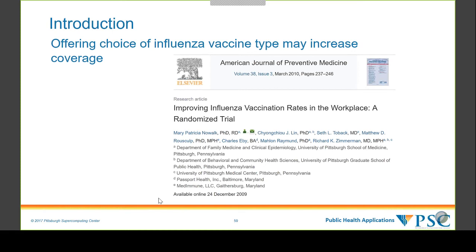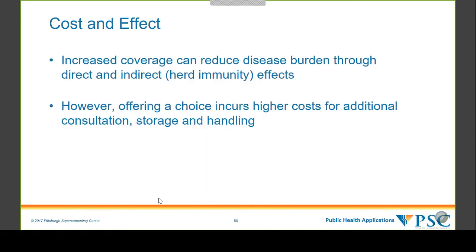So I personally think there's a little human psychology there. If you have a bad alternative and a slightly better alternative, it puts a shine on the better alternative. But that was the assumption that we made. And we're looking at the cost and the effect. The increased coverage can reduce disease burden through direct, that is, the vaccine prevents illness in an individual, and indirect, by protecting yourself, you protect the people around you.